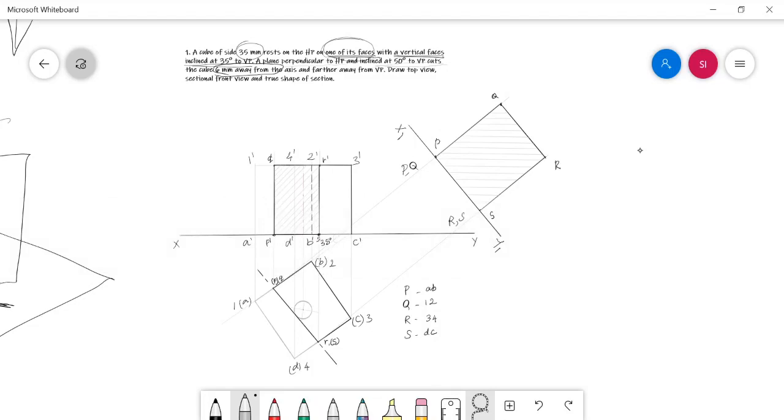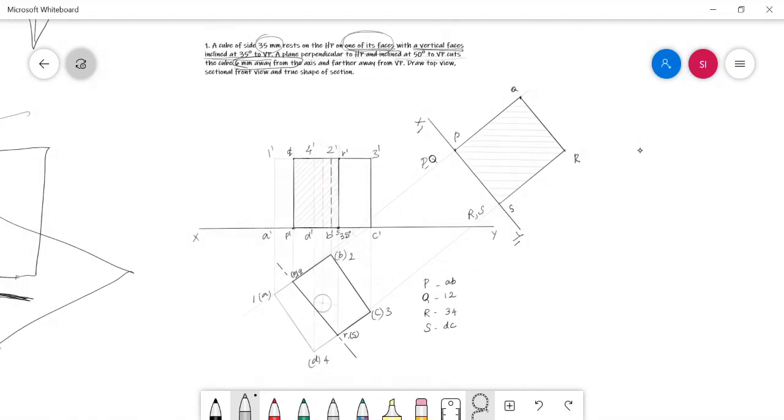Now the work is over. In this way we can complete this answer. So try this answer with your proper tools on paper.